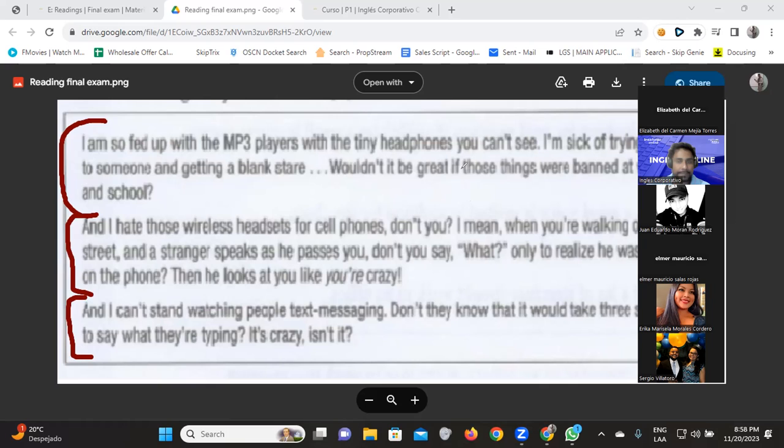And I can't stand watching people text messaging. Don't they know that it will take 3 seconds to say what they are typing? It's crazy.